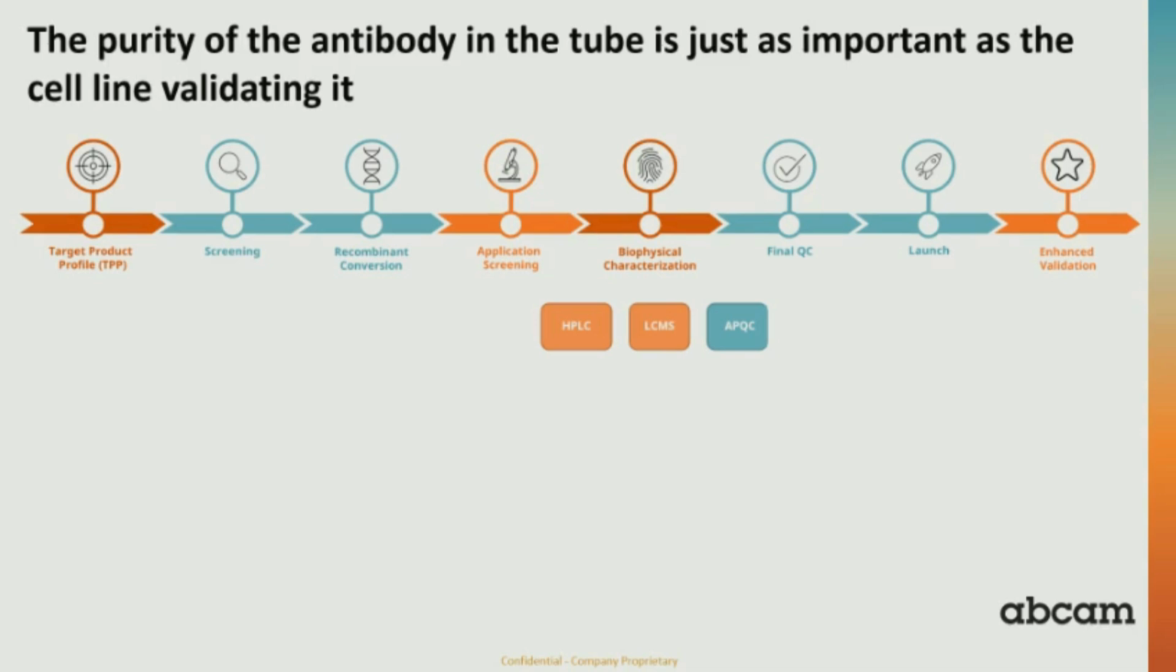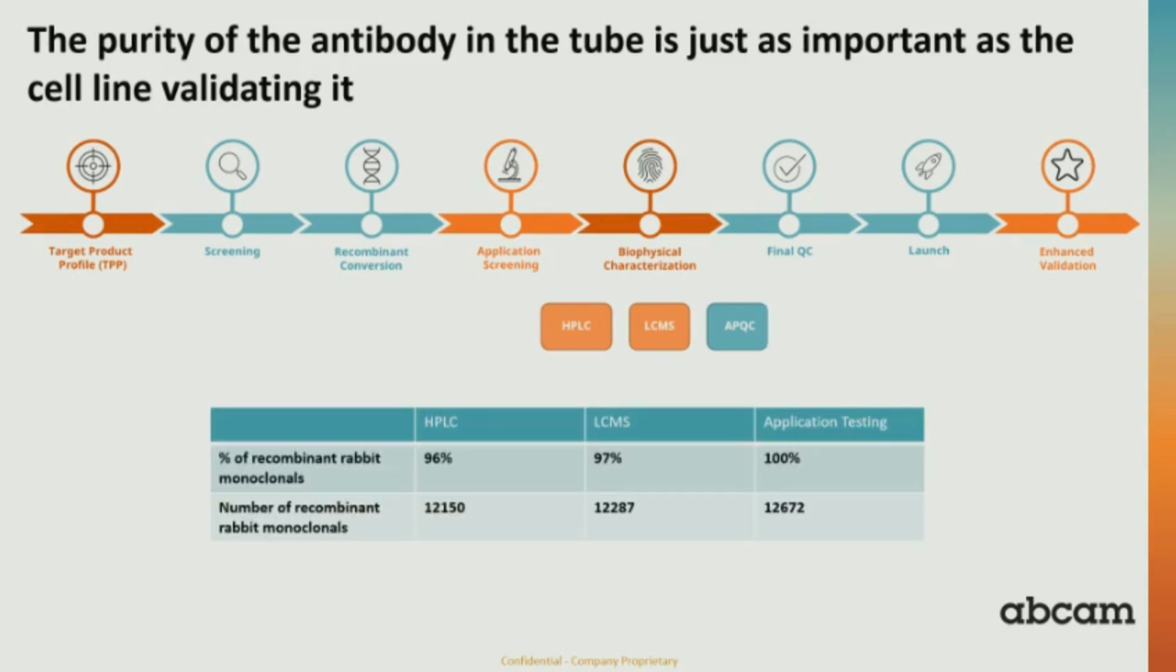We've been working on biophysically QCing our rabbit monoclonal antibody portfolio. We are at 97%. Sorry, Alhan, it's not 100% yet. I'm working on it. It's taken us a while to continue to go. It's only at 12,287 done so far. But they've all got application testing, so we know they have all the data to allow us to believe they're specific, but this is about what is in the tube.